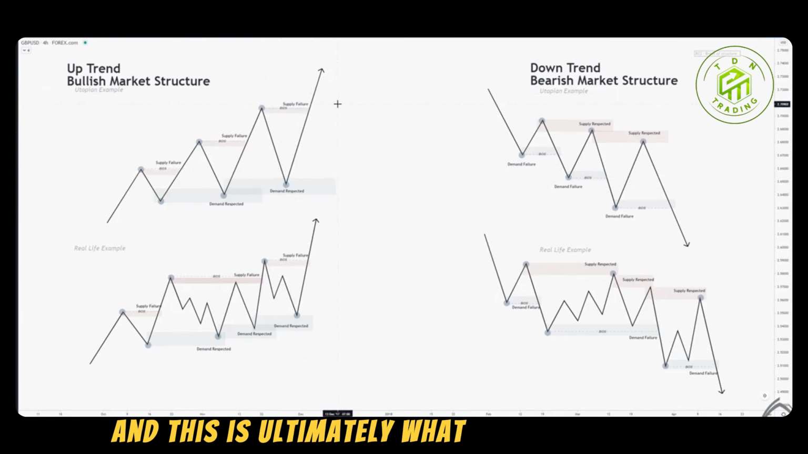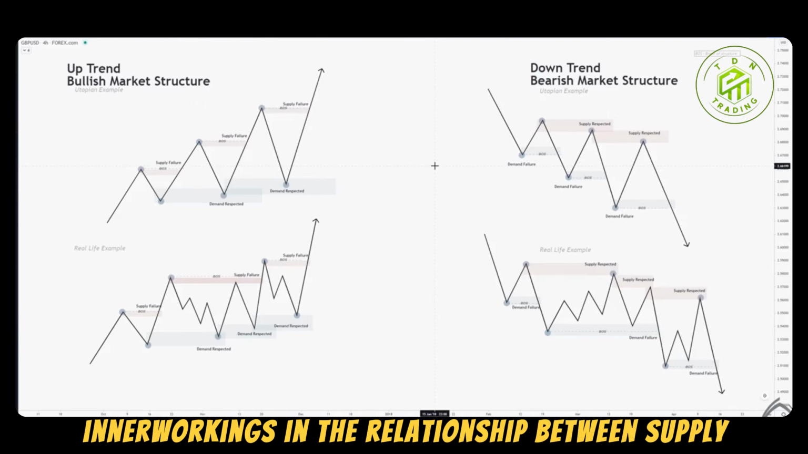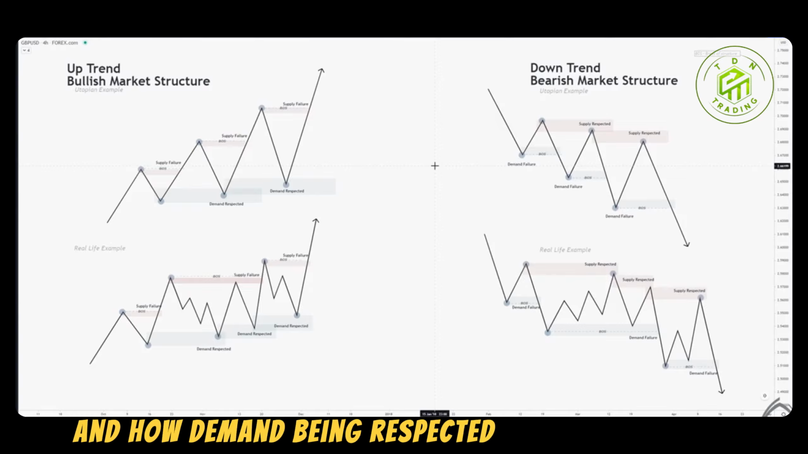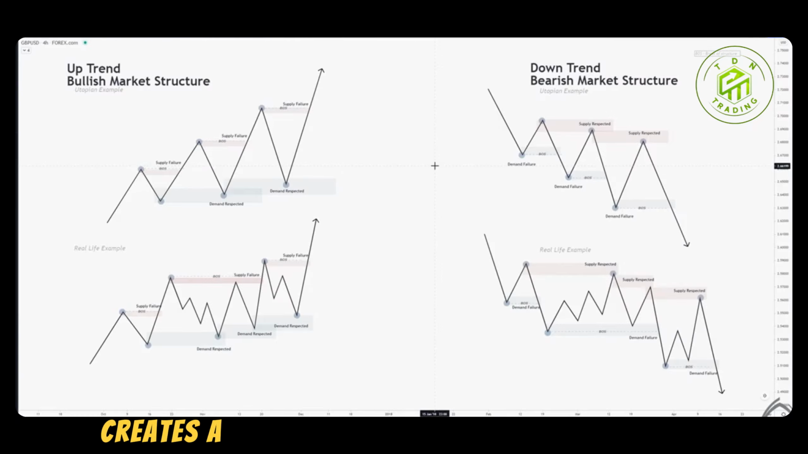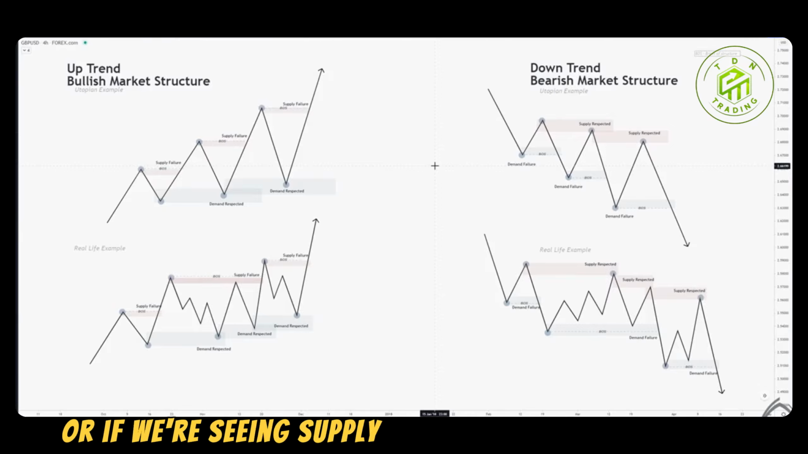And this is ultimately what we are combining when we combine market structure and supply and demand. It's the inner workings and the relationship between supply and demand, and how demand being respected and supply failing creates a bull trend, or an uptrending market. Or if we're seeing supply being respected and demand failing, we're seeing a downtrend.